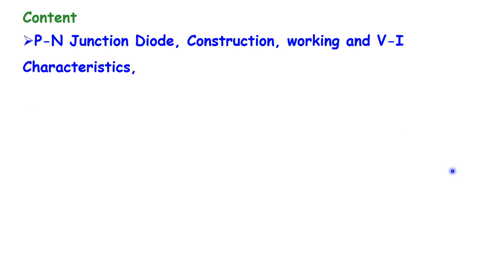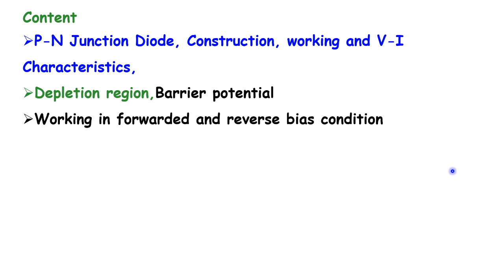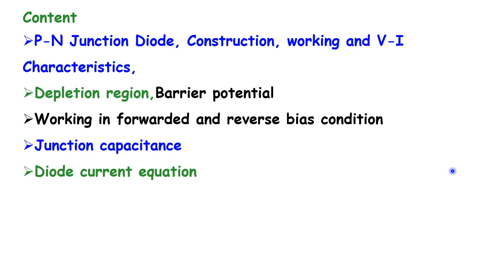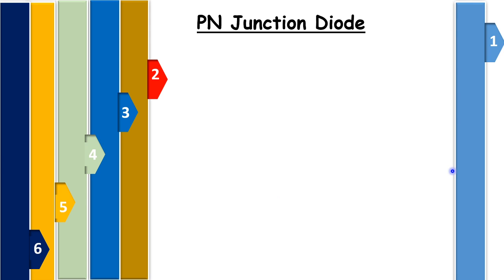The content of today's video lecture: PN junction diode, construction, working and IV characteristics, depletion layer, barrier potential of PN junction diode, working in forward and reverse bias conditions, junction capacitance, diode current equation, and effect of temperature on reverse saturation current. So these are the contents of today's video lecture.